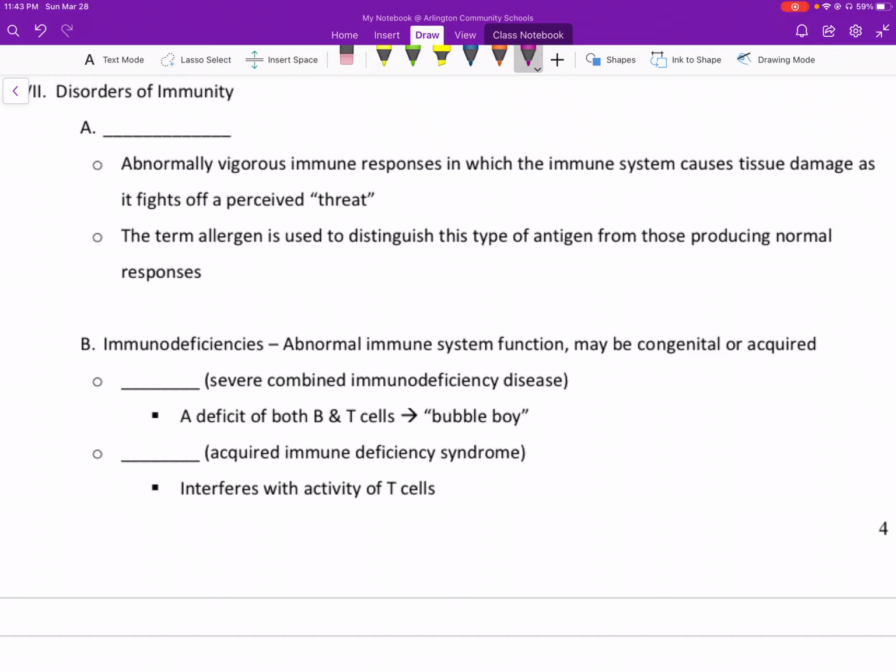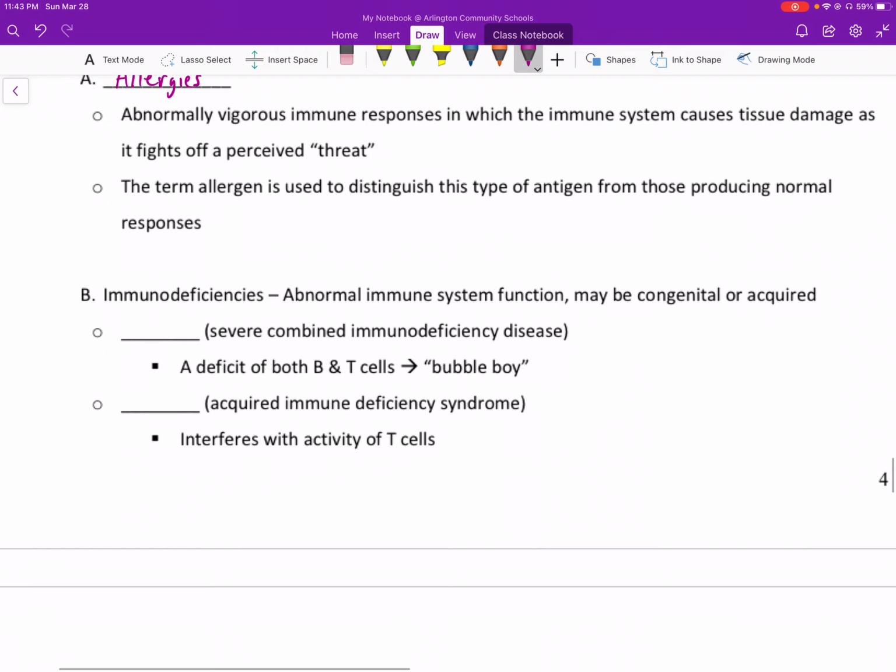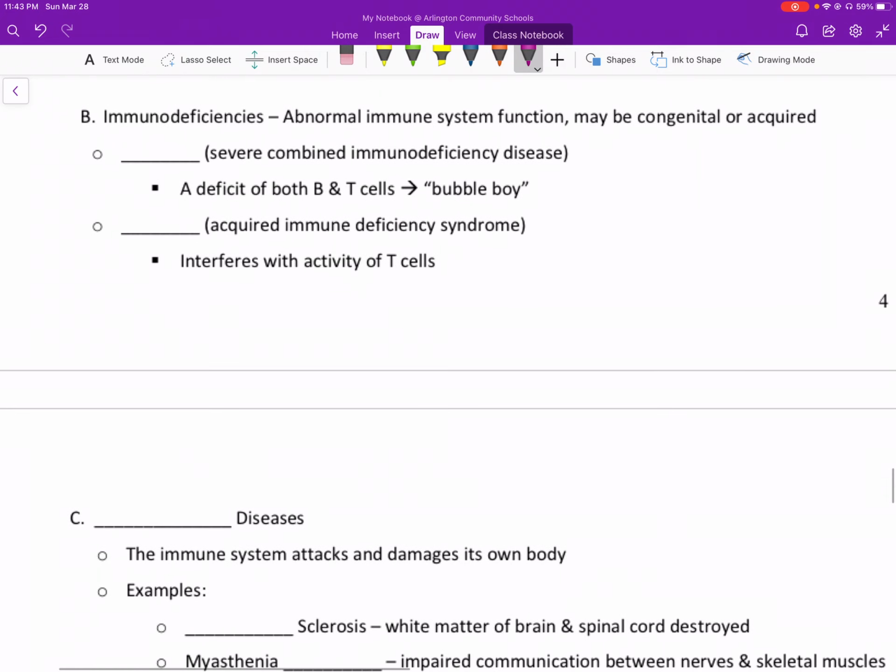We have allergies. This is the one that we're about to start hitting, since we're in March and it's starting to rain and things are starting to produce pollen. These are abnormally vigorous immune responses in which the immune system causes tissue damage as it fights off a perceived threat. A lot of this is with pollen. Also, we have food allergies as well. The term allergen is used to distinguish the type of antigen from those producing normal responses.